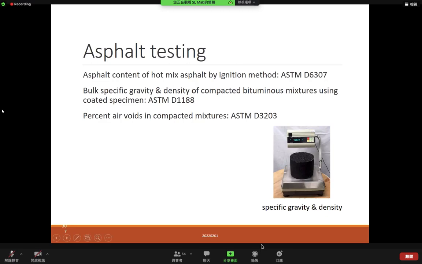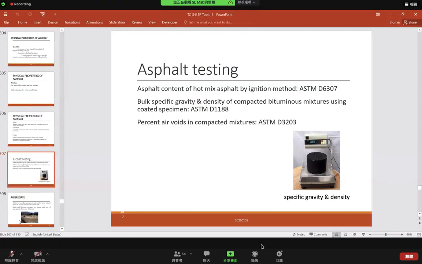Here are some examples of the testing. For example, we apply the ASTM standard. We will check the specific gravity and densities. Let me show the example, sorry. Yes, this one.